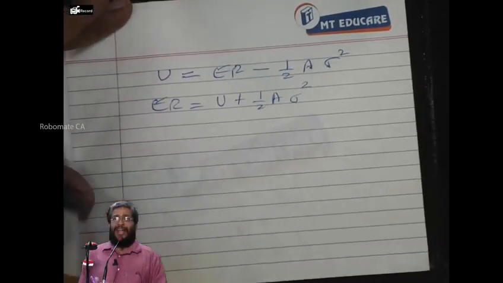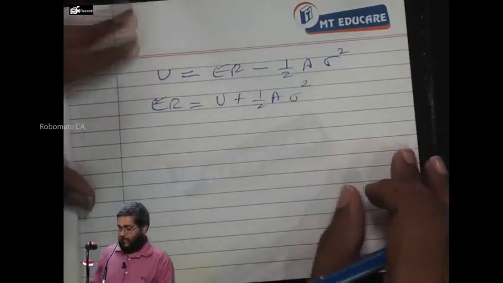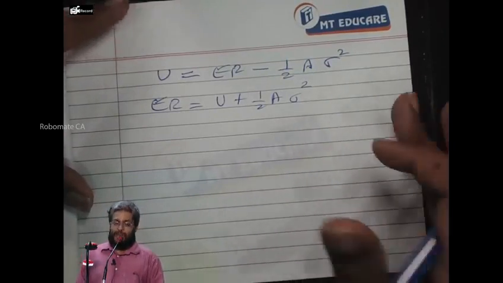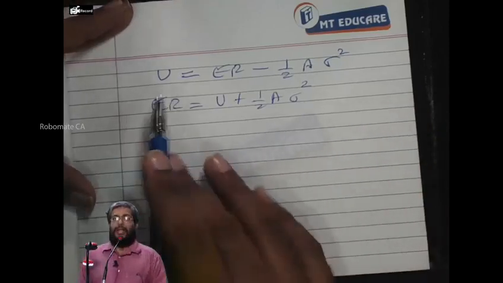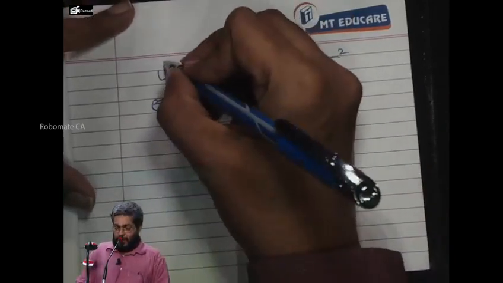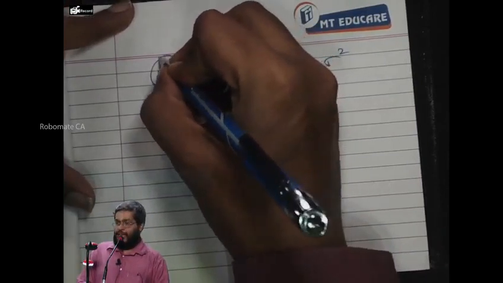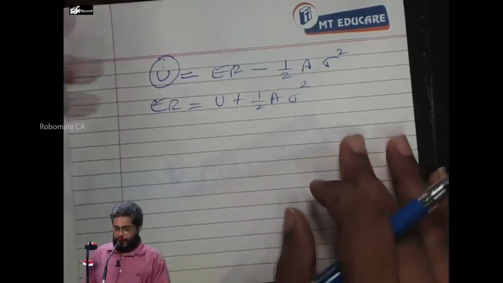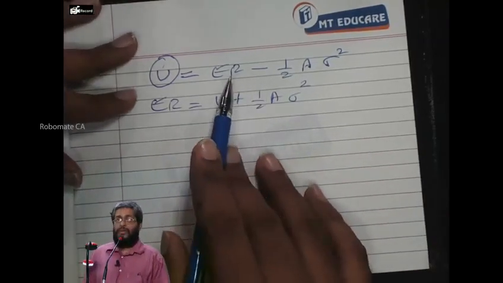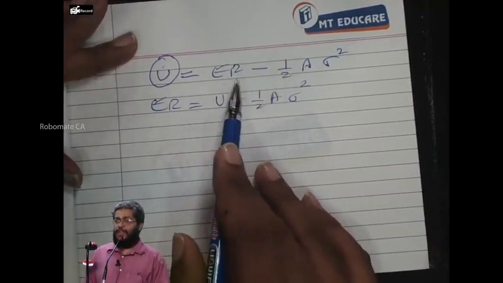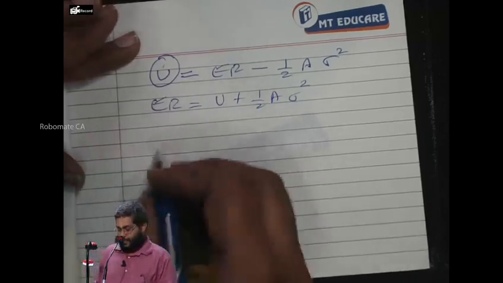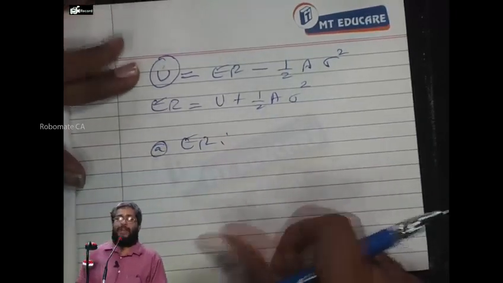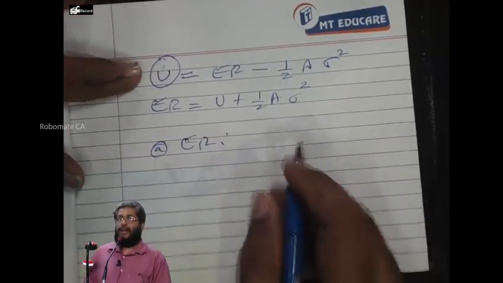Below that, write: the level of happiness is influenced by the following three factors. A. The first factor is what? ER, expected return. Put a hyphen under it.